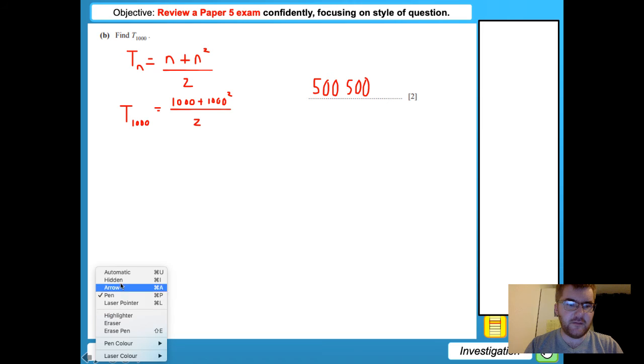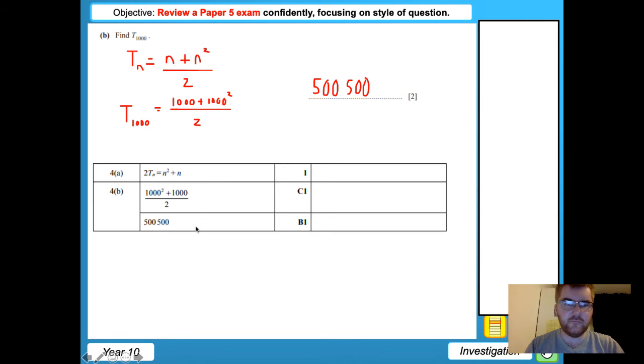So if we go to our mark scheme, notice here you need to write that step. Notice that's your communication mark here, 1,000 squared plus 1,000 divided by 2. This can be the other way around, and then that gives you 500,500 for your base mark. If it's more than a 1-mark question, you must show your working. That is numero uno in exams.